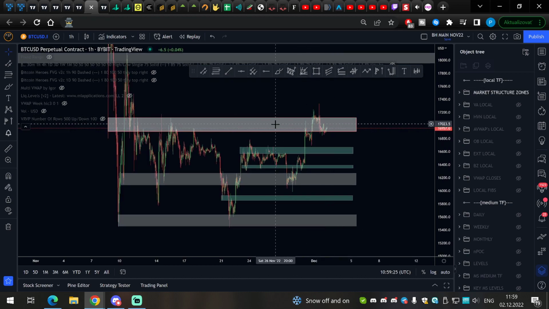That's why we are also ranging here. Market structures, markets a lot of the time just range there. It's trying to find its footing. We will therefore get the acceleration of the move when we get the news out. Yes.